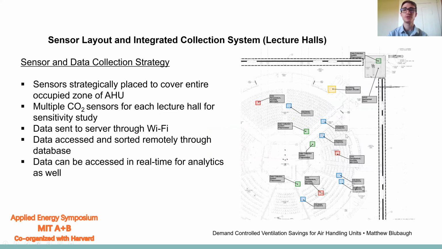For the lecture rooms, we had a specific strategy to lay out several different sensors to collect CO2 data, so that this data can be analyzed to understand the sensitivity to CO2 that these sensors have, and how many sensors would be required to give building operators the best prediction of occupancy to control the air handling unit. You can see from this figure on the right, these blue boxes represent the CO2 sensors that we installed, and these green boxes represent the integrated system, which collects the data and sends it remotely to the database, where it can be accessed. All this data can be accessed offsite, analyzed, or even seen in real time.